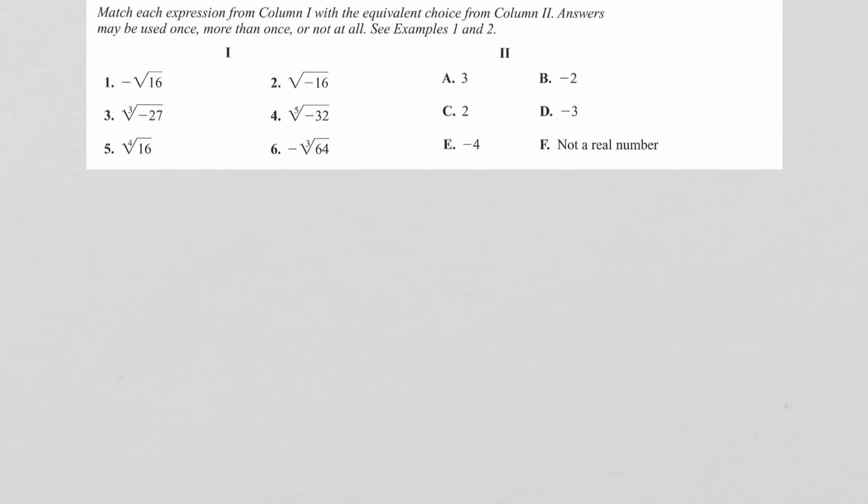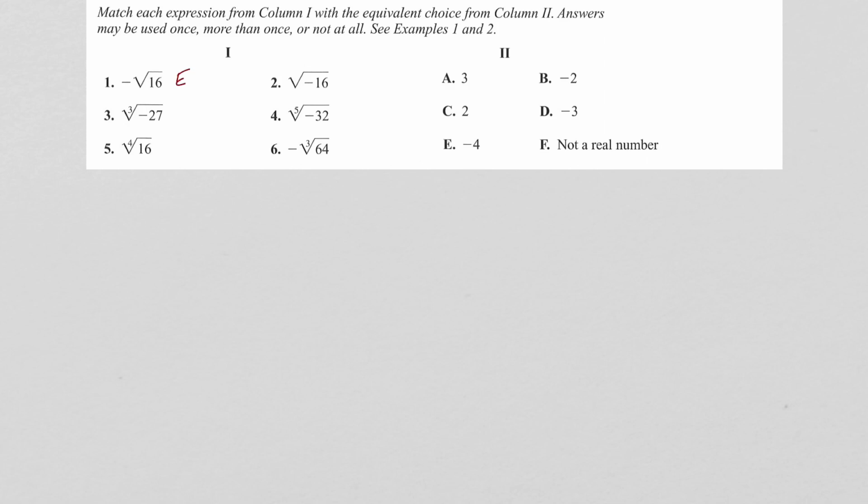Okay, so we got to match something from this column with this column. So the negative is on the outside. We're square rooting 16 to get 4, and then we're putting the negative. So this is negative 4. So this is E.